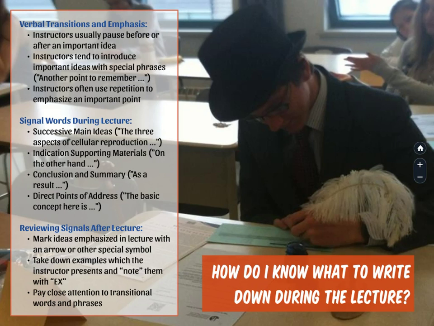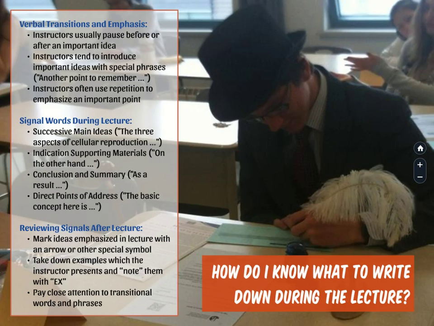Chances are, if an instructor paraphrases or even outright says the same thing more than once, there's a good chance it'll wind up on an exam someday. There are also signal words that are used during the lecture, such as successive main ideas, "the three aspects of cellular reproduction," etc., or an indication of the supporting materials. On the other hand, there are conclusions and summaries: "as a result," and direct points of address, "the basic concept here." Whenever you hear things like "the basic concept here" or "as a result," there's an outcome that's being implied by the instructor, an outcome that you might have to reverse engineer on a project or composition later on in the semester.